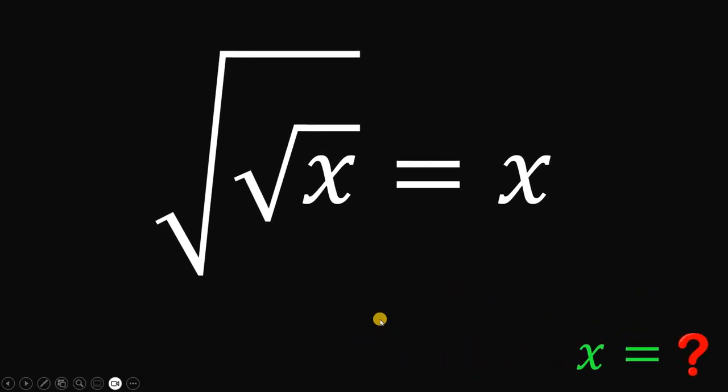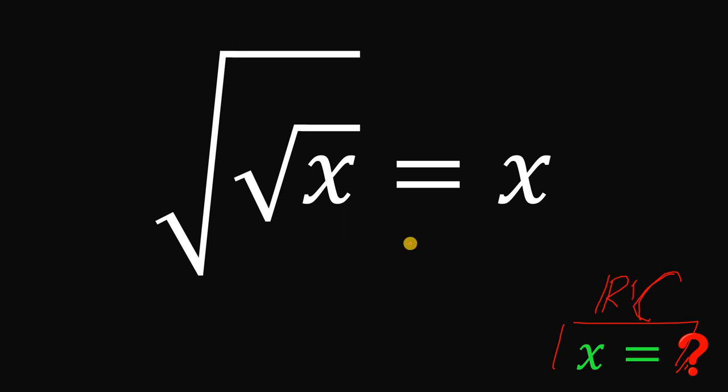Alright, so our goal here is to solve for all values of x that satisfies this equation, square root of square root of x equals x. So when we say all values of x, we are not relying on the real values of x. So we can also consider the complex solution or the imaginary solution to this equation.